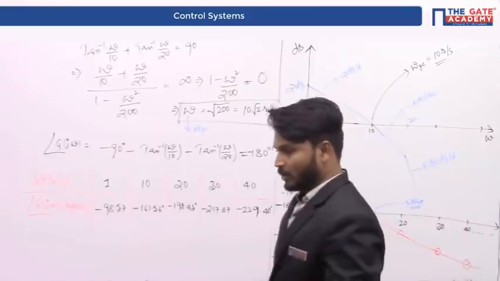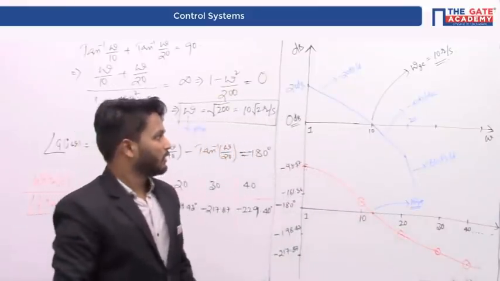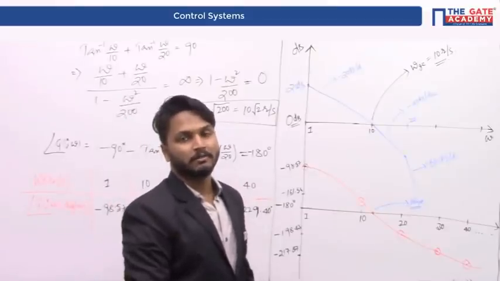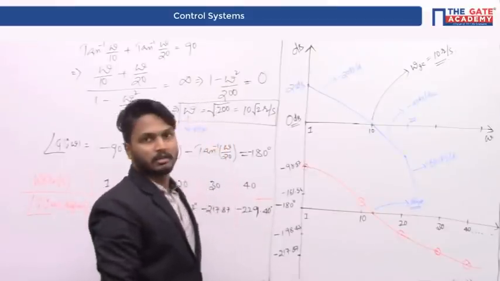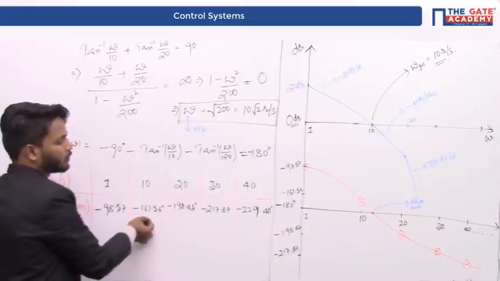So we have the phase crossover and the gain at phase crossover, and the gain crossover and the phase at gain crossover. Gain crossover is at 10 radian per second and the phase at gain crossover is minus 161.56.